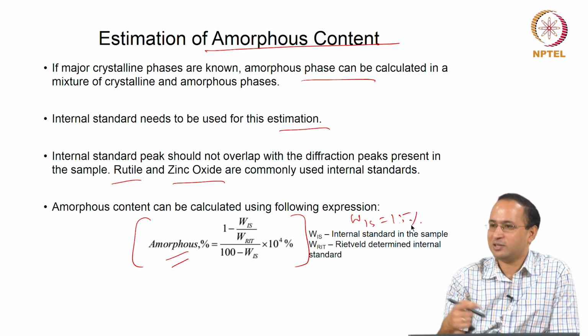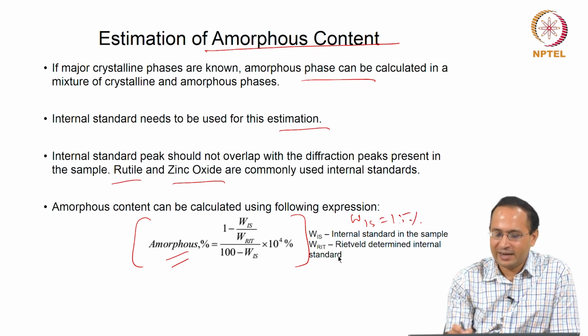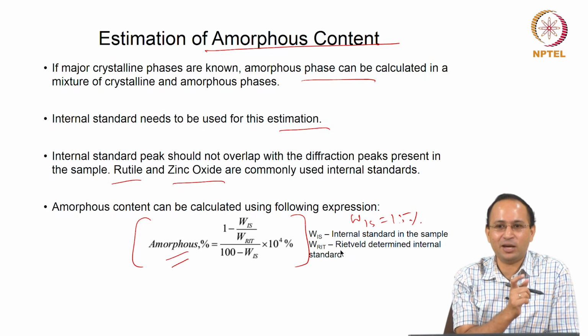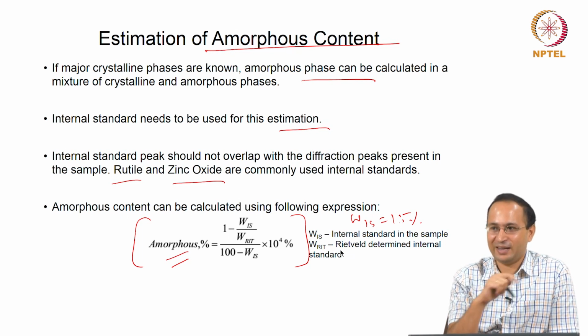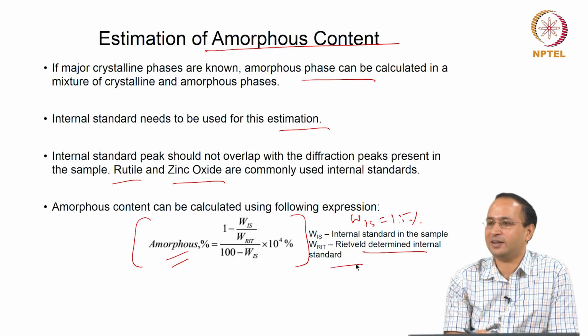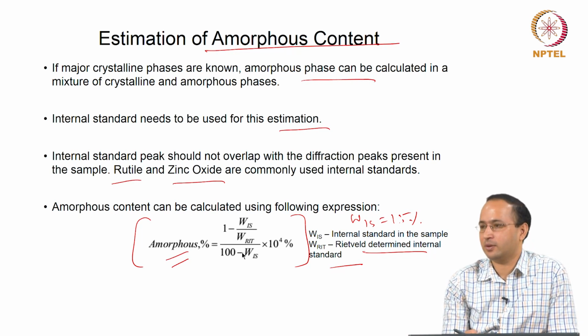Now, you analyze your sample. RIT is the Rietveld-determined internal standard amount. When you perform Rietveld, it will give you some number which will not be 15%, because it does not take into account the amorphous content; it assumes everything is crystalline. So, when you know these numbers, you can calculate the amorphous content of your sample.